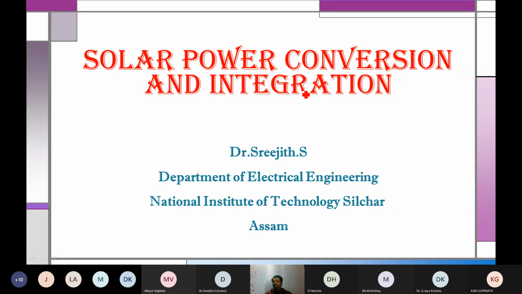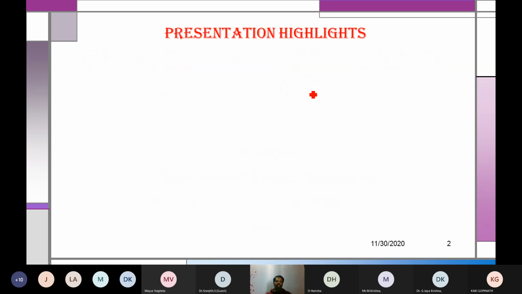So today we are going to discuss solar power conversion and integration. The basics of solar power, how conversion is taking place, and how it is integrated into the grid. These are the things which you are going to see today in this session. Let me move on to the highlights of the presentation.